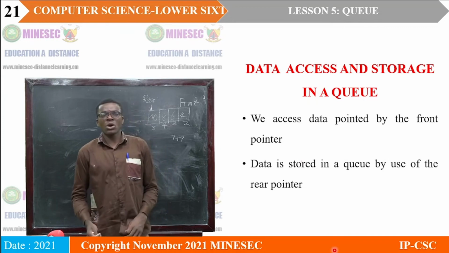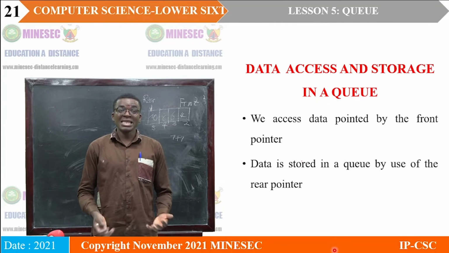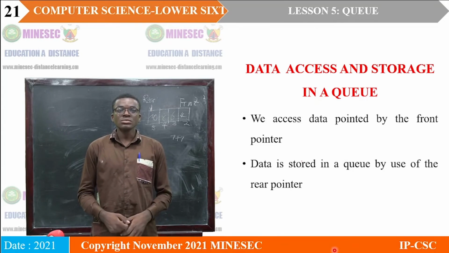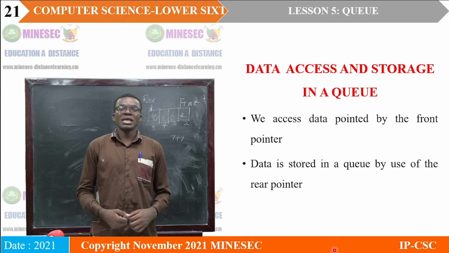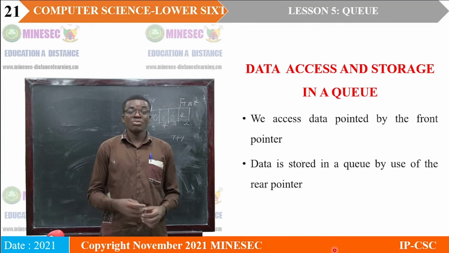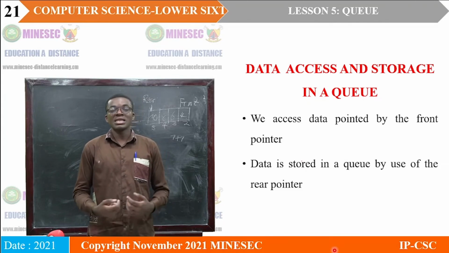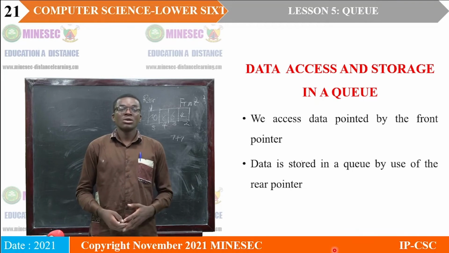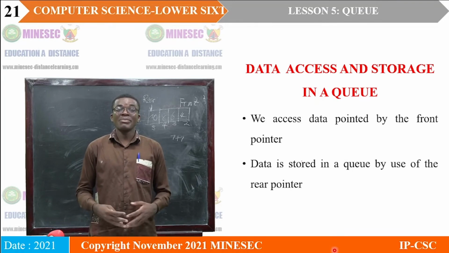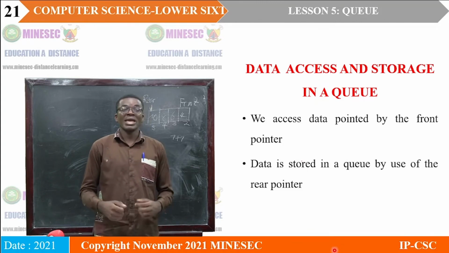Data access and storage in a queue. How do we access and store data in a queue? We access data that is being pointed by the front pointer. Data is stored in a queue by use of the rear pointer. In our next lesson, we are going to look at pointers. So, we access data pointed by the front pointer, and data is stored in the queue by the use of the rear pointer.